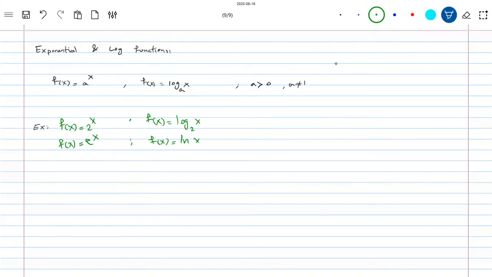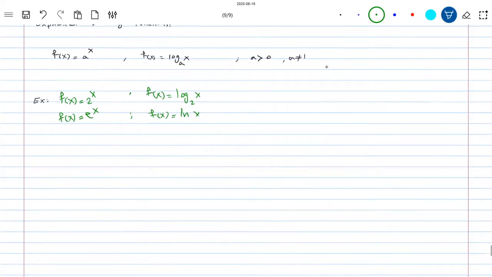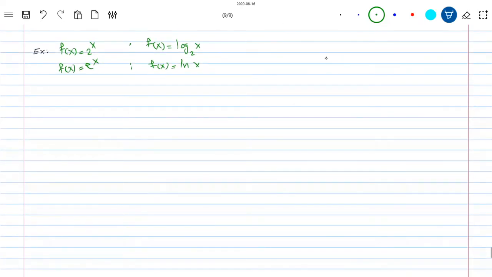The bases of exponential and log are always positive. They will never pick 1 because it would be a constant value. So here maybe is an example. Let's look at 2 to the power x. f of x equals 2 to the power x. And they ask you to graph this function. Then I can talk about the domain. So, graph.